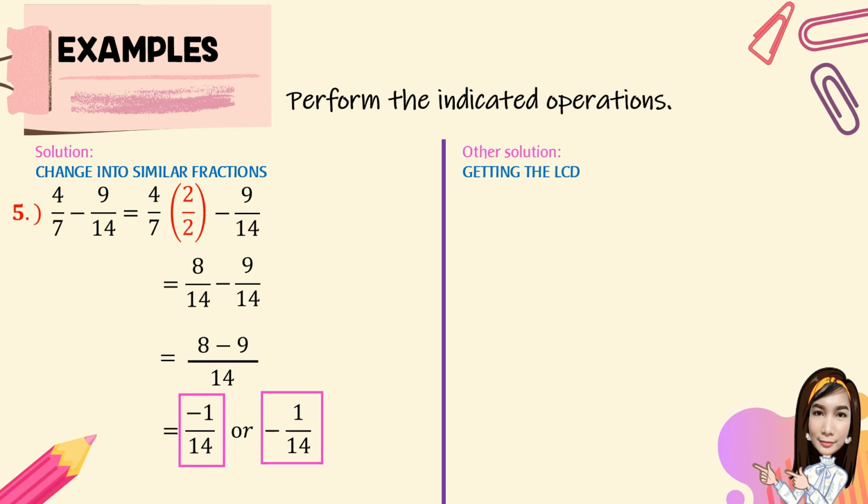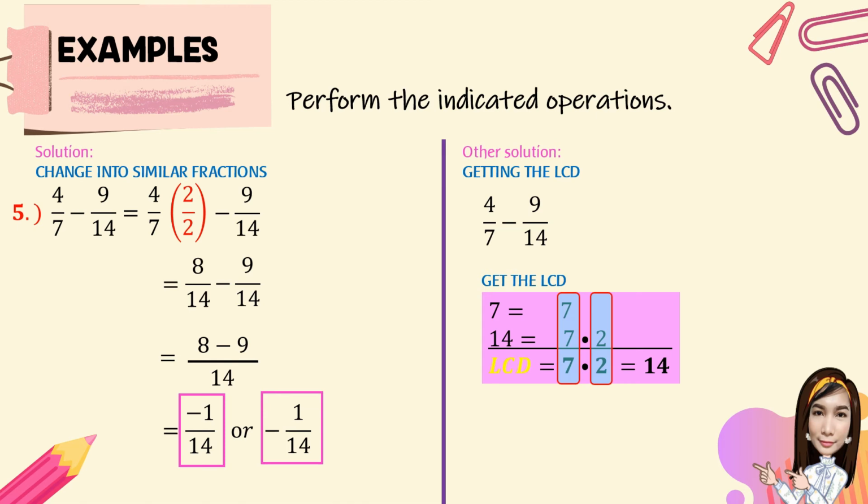For the other solution, we can use getting the LCD, given 4 over 7 minus 9 over 14. Now, we use getting the LCD because 7 and 14 have a common factor, which is 7. Then bring down 2. So 7 times 2, the LCD is 14. So for the solution, LCD divided by denominator times the numerator. So we're going to have the LCD 14 divided by 7, that is 2, times the numerator 4. Then LCD 14 divided by 14, that is equal to 1, times the numerator negative 9.